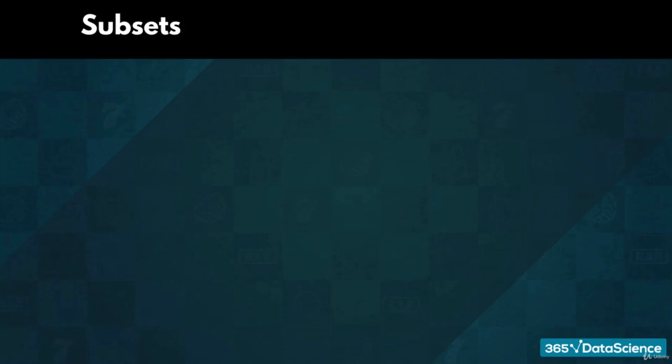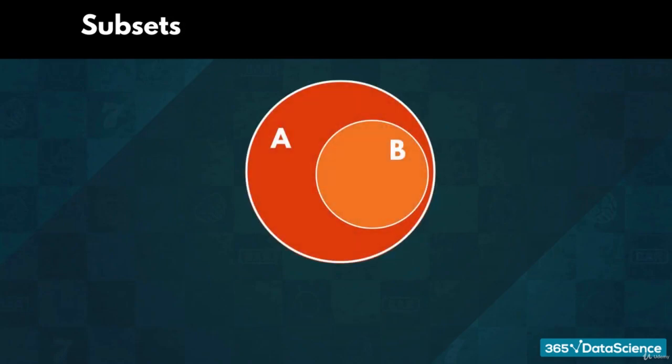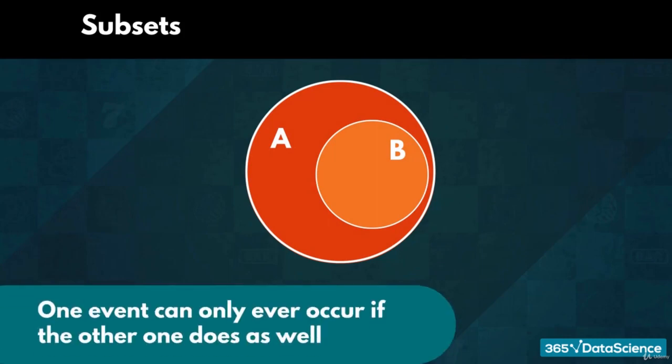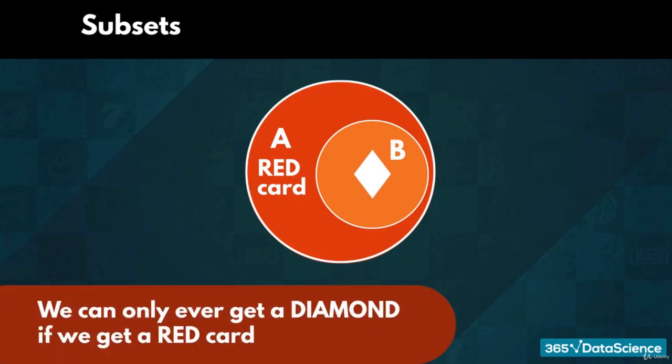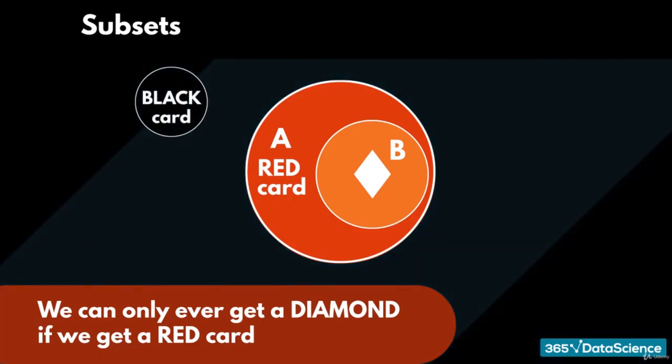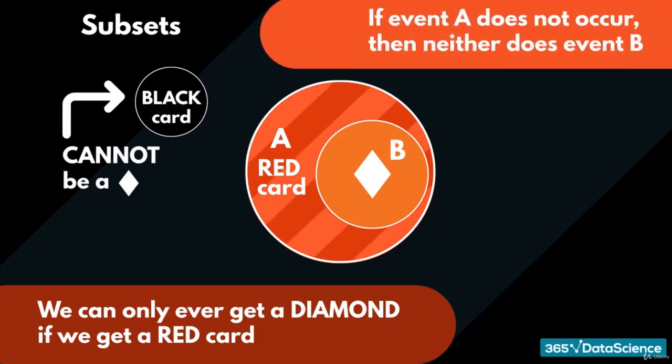The third case happens if one circle completely overlaps another. That means that one event can only ever occur if the other one does as well. For instance, event A could be drawing a red card, and event B could be drawing a diamond. The circle of B is completely contained inside A, so we can only ever get a diamond if we get a red card. Notice that if the card we drew is black, it cannot be a diamond. Thus, if event A does not occur, then neither does event B.